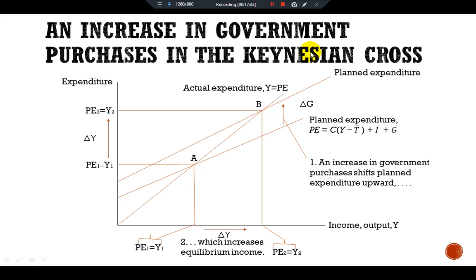So this graph shows that an increase in government purchases delta G raises planned expenditure by that amount for any given level of income, and the equilibrium moves from point A to point B, and income rises from Y1 to Y2. Note that the increase in income delta Y exceeds the increase in government purchases. So see here we have a higher level of increase in income as compared to our government purchases. Thus fiscal policy has a multiplied effect on income.